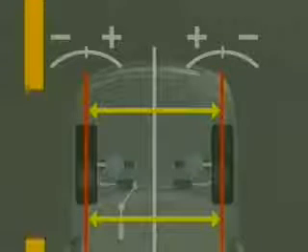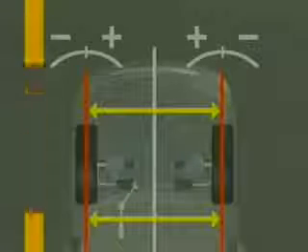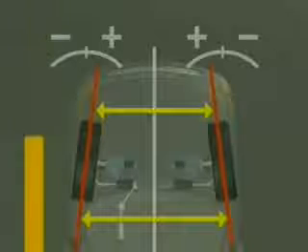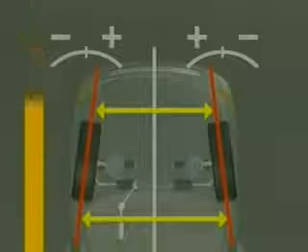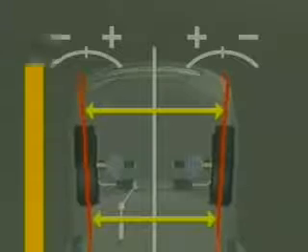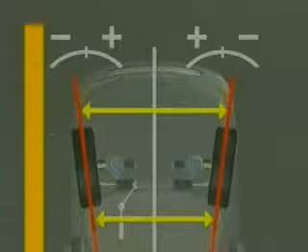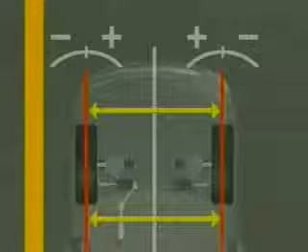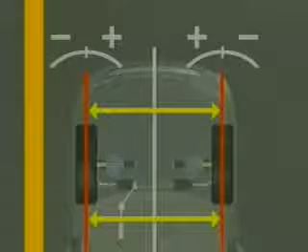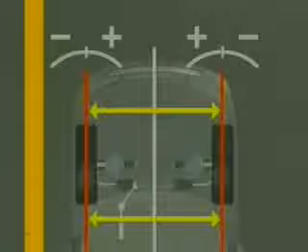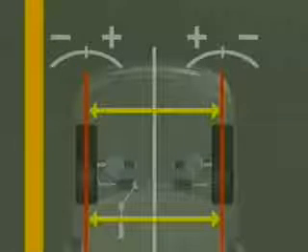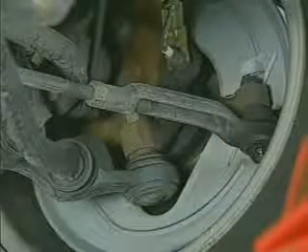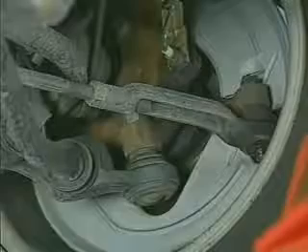Toe is positive or toe in when the front of the tires are closer together than the rear of the tires. Toe is negative or toe out when the rear of the tires are closer together than the front of the tires. Zero toe occurs when the wheels are parallel. Toe is adjusted with the tie rod end adjusters. The steering wheel can also be centered using this adjustment.